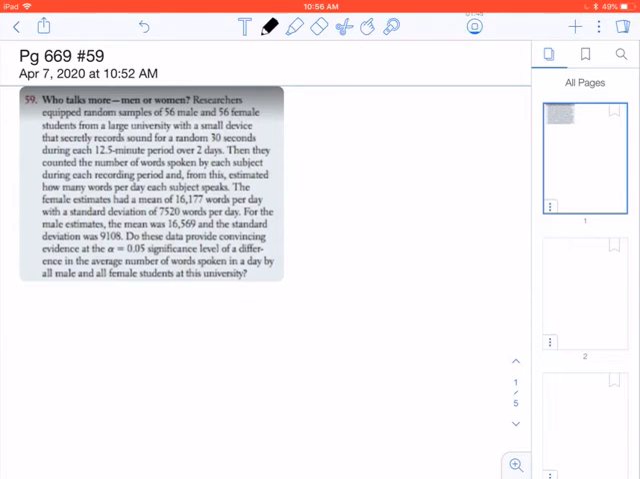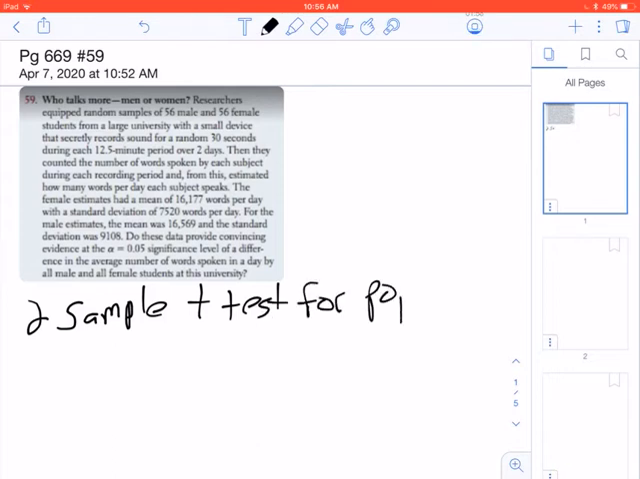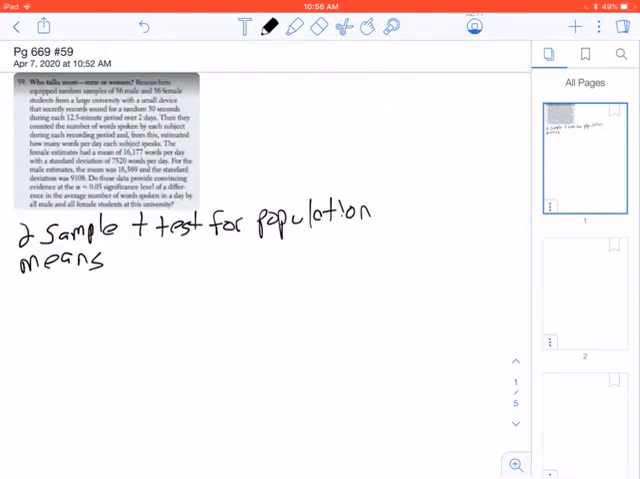So this, of course, is going to be a 2-sample t-test for population means. We're dealing with means here. Average amount of words spoken every day, not proportions. Okay?